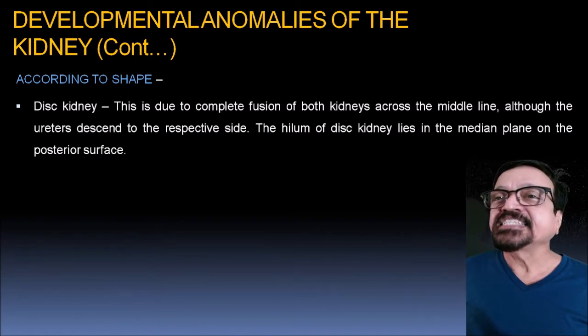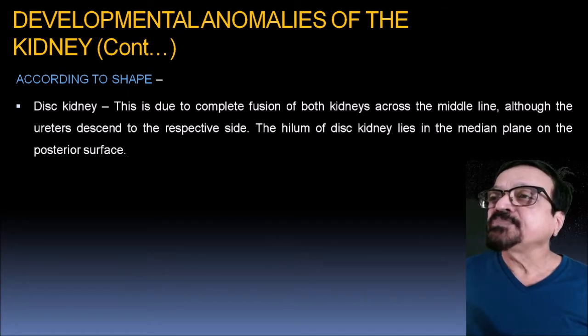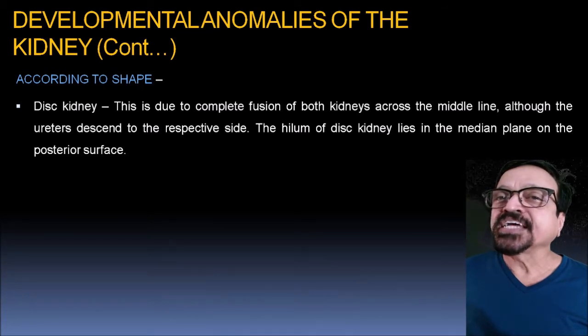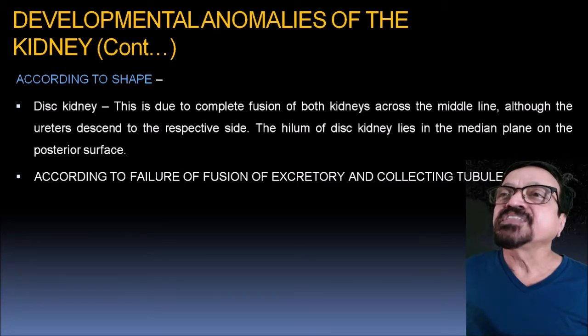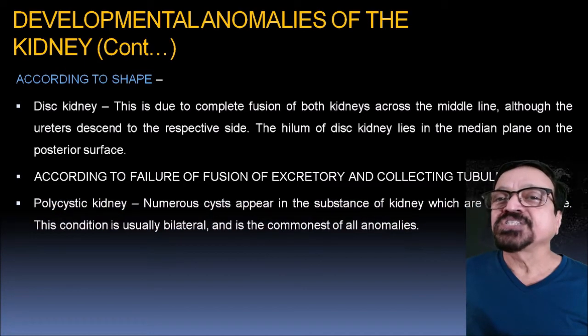Disc kidney. This is due to the complete fusion of both kidneys across the midline, though the ureters descend to the respective sides. The hilum of the disc kidney lies in the median plane of the posterior surface. Now we see further, that is according to the failure of fusion of the excretory and the collecting system, that is the further developmental anomalies.